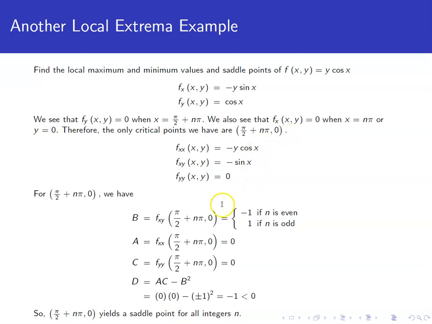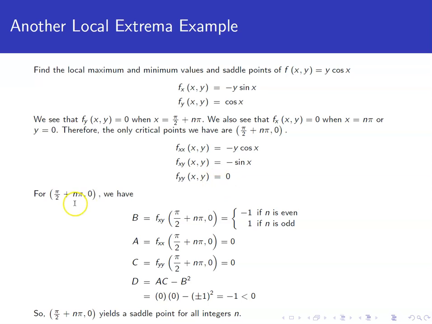So we take now our second partials. The second partial with respect to x is negative y cosine x. Mixed second partial is negative sine x. Second partial with respect to y is 0. Notice that if we put the critical points in for the second partial with respect to x, we always get 0 because we're putting 0 in for y. And of course, our second partial with respect to y is always 0. So our a and our c value are 0 no matter what.